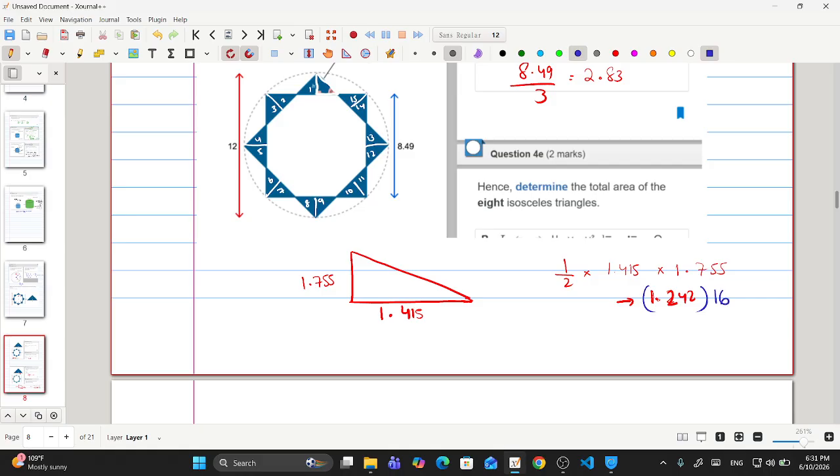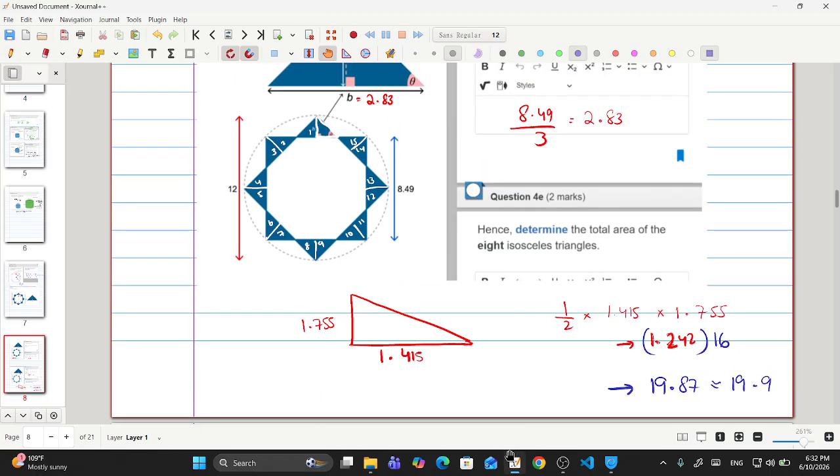So if we were to multiply the answer by 16, we would get somewhere around 19.87 or 19.9. Now, another way of doing that was using the 1 over 2 AB sine C formula. That would have worked as well. That's not an issue either. So that's up to the student to decide which one he or she wants to use.